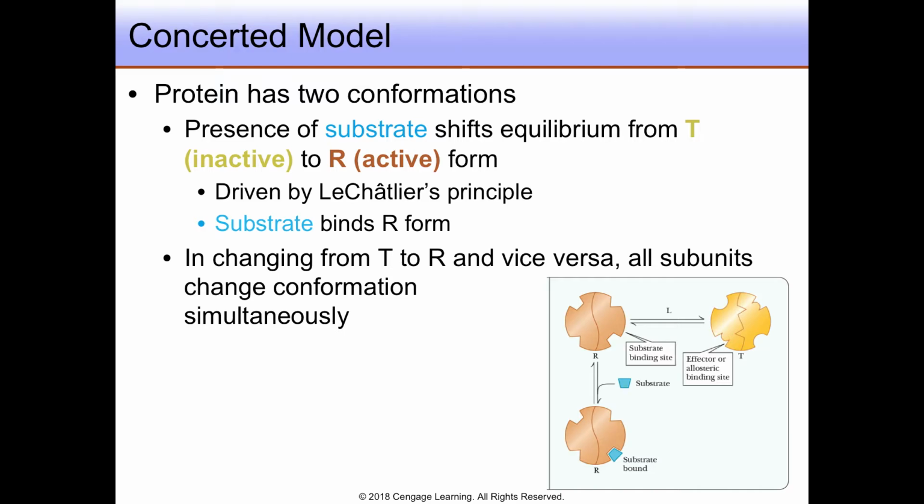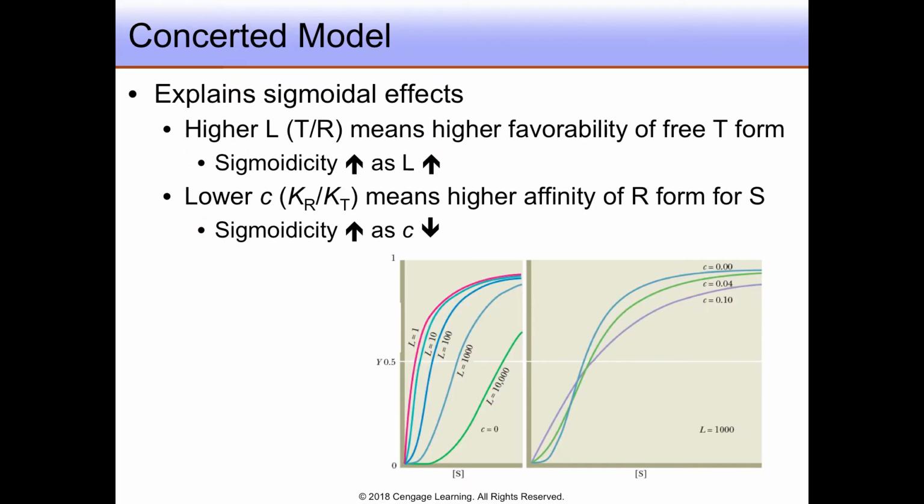There is an equilibrium that exists between the T and R forms. The presence of substrate shifts this equilibrium in favor of the R form, according to Le Chatelier's principle. In other words, as substrate binds the R form and becomes an ES complex, it lowers the effective concentration of the R form of the free enzyme. This results in a shift in favor of forming more of the R form. This model best explains the sigmoidal effects associated with substrate binding.